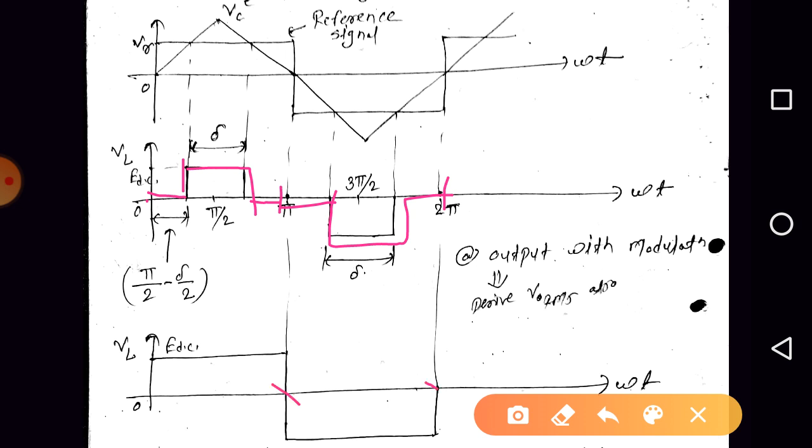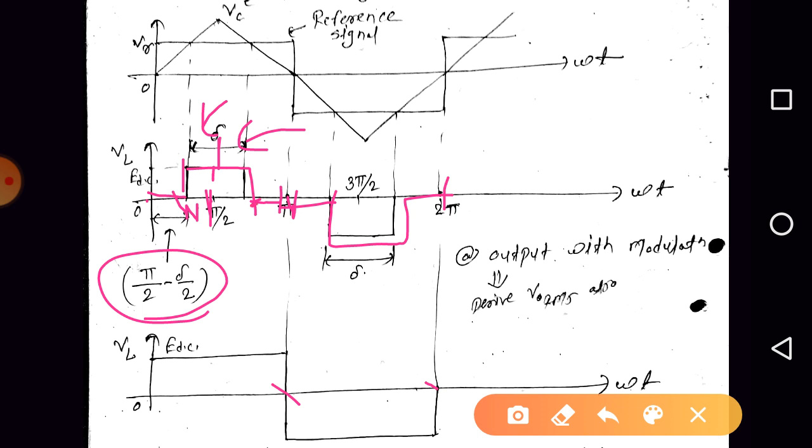Okay, next, if this is omega t equal to pi, can we say that the midpoint of this 0 to pi is pi by 2, right? And suppose the pulse width is delta. So if this is pi by 2, and this is delta, can we say that the half portion of this pulse is delta by 2, this portion is delta by 2, and the remaining portion is also delta by 2? So can we indicate this point with pi by 2 minus delta by 2, and this point with pi by 2 plus delta by 2.